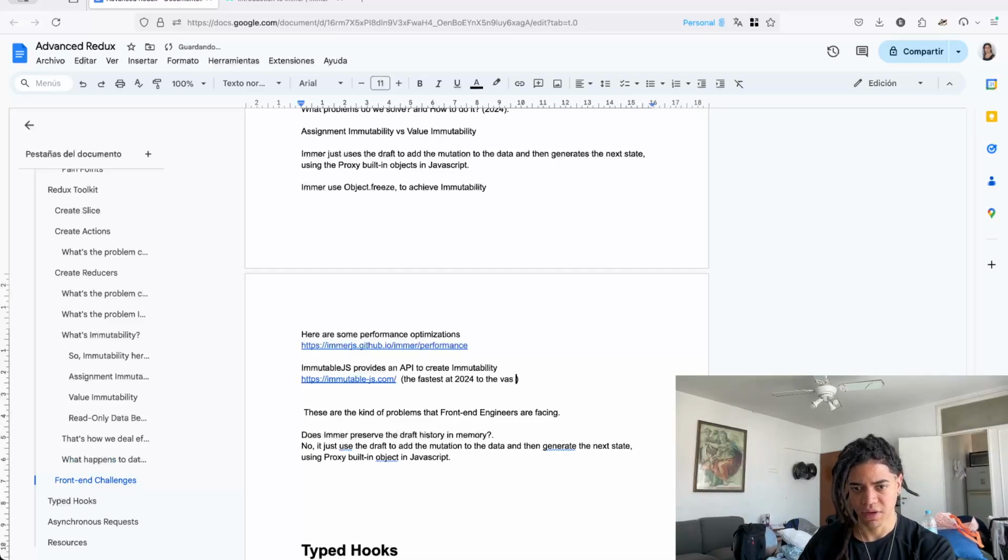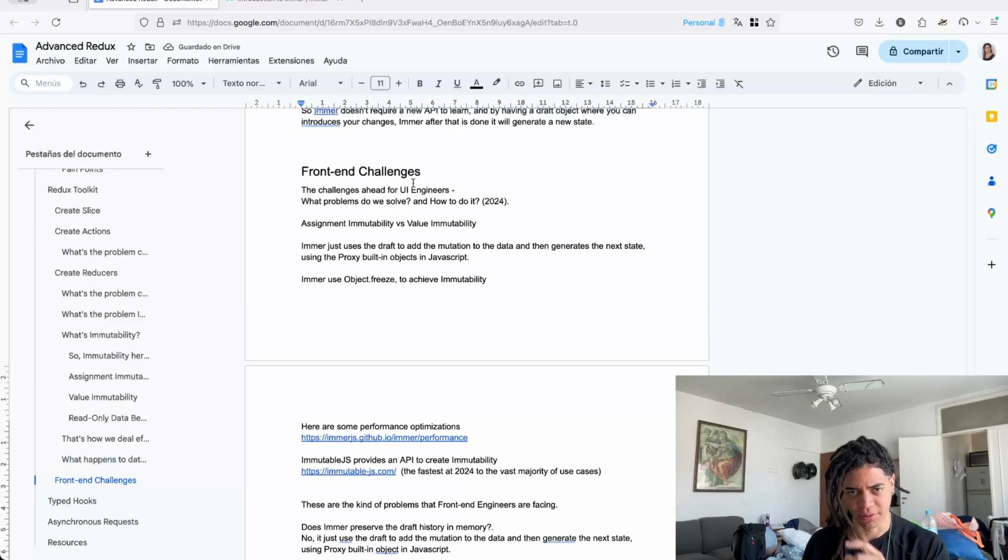For the vast majority of issues of data immutability, of use cases. That's quite interesting.